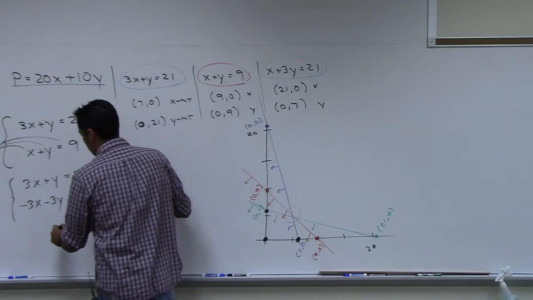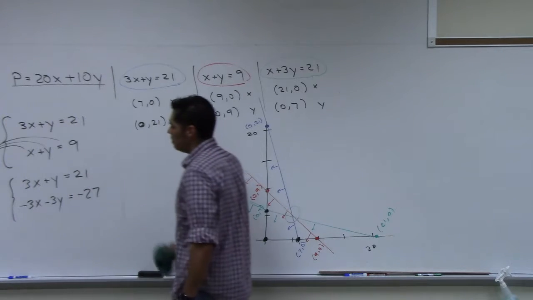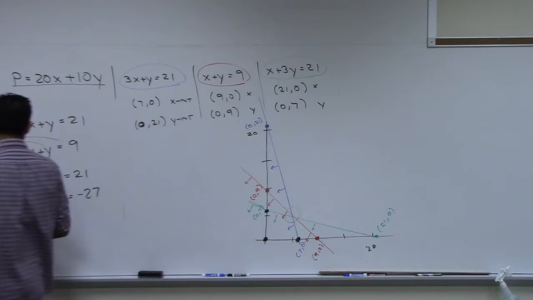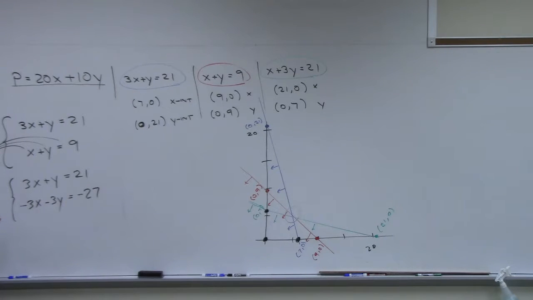Wait, it's not plus y anymore, is it? Plus what? Negative 3y, because you're multiplying negative 3x and negative 3y. Yeah, gotcha. And then negative 27. So add down, what do you get?